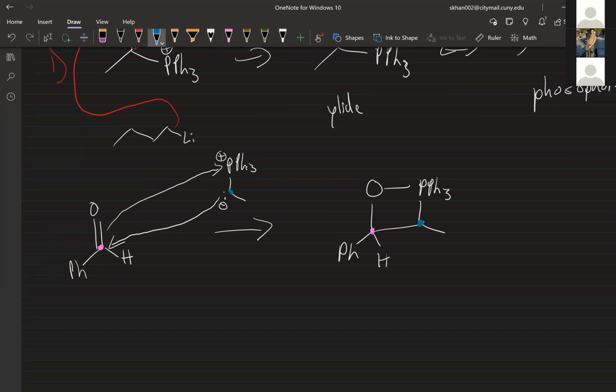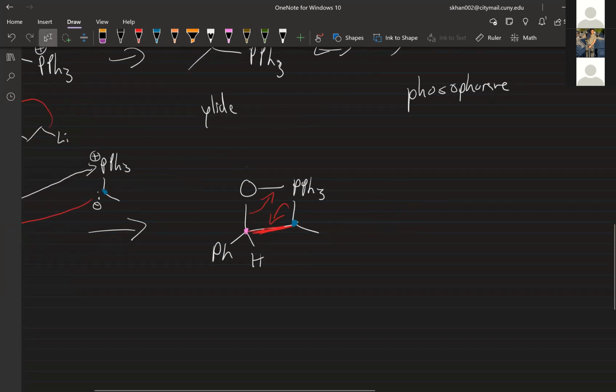So essentially what we're doing is, let's make this arrow red too. This is the carbon-carbon bond we are forming. And then what happens here is basically the phosphorus-carbon bond will break and a phosphorus-oxygen bond will form. So this is coming in like this, this is coming in like that, and that's how you form that alkene.